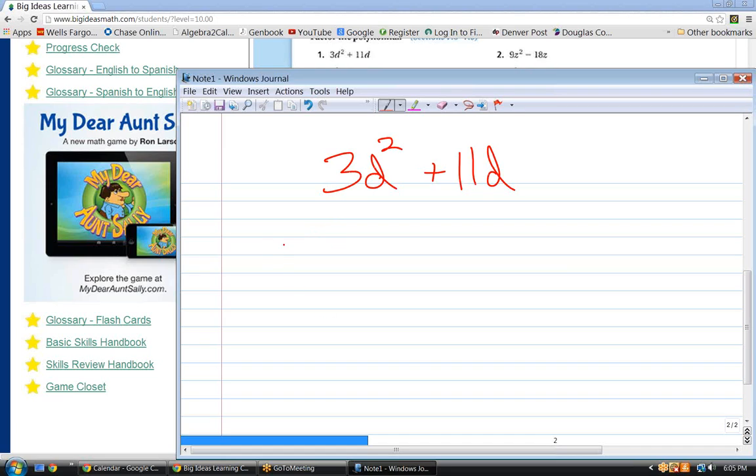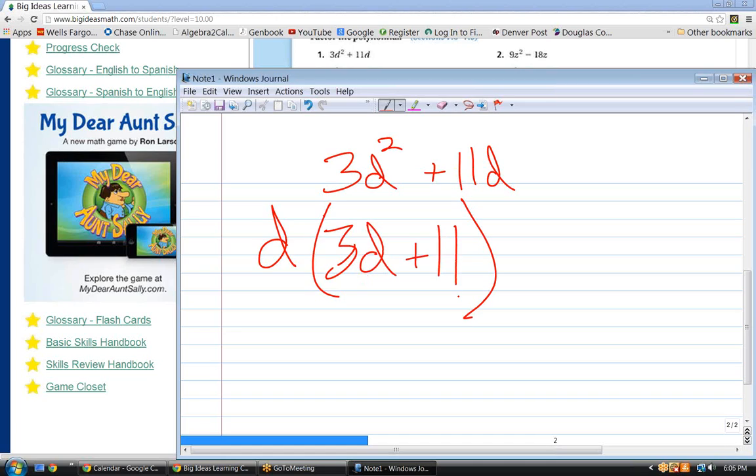D? Yes. So I can factor D out. What am I left with when I divide D squared by D? 3D. And over here? 11. So that's how you do it.